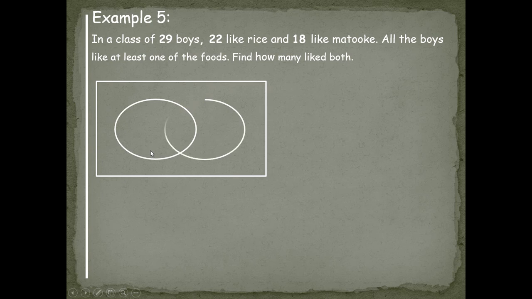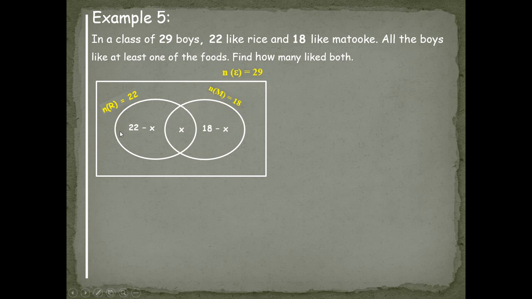I have the two sets there drawn. The inverse is 29. The rice is the whole of this, as I've been mentioning. This is rice. This is matoke. All the boys like at least one of the foods, so it means that outside here, in the center here we shall have X. We shall have 22 minus X, 18 minus X.